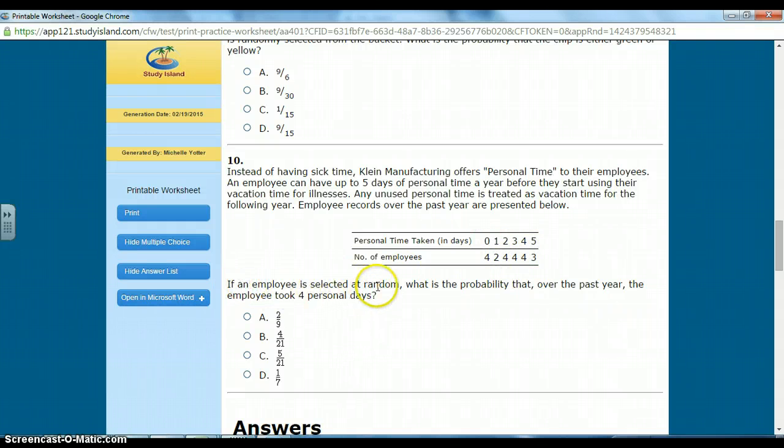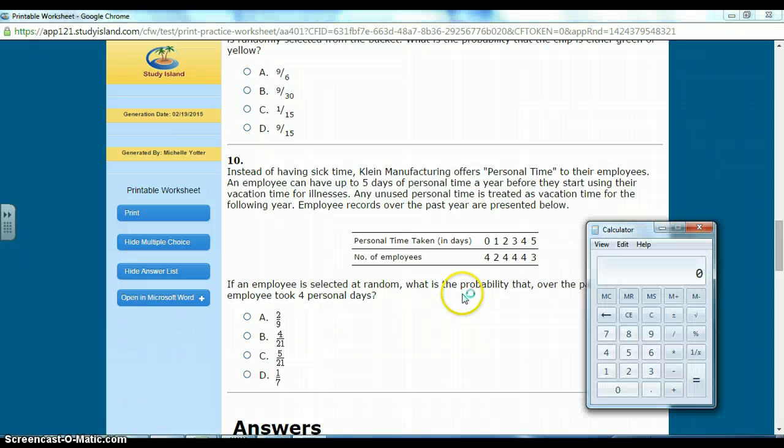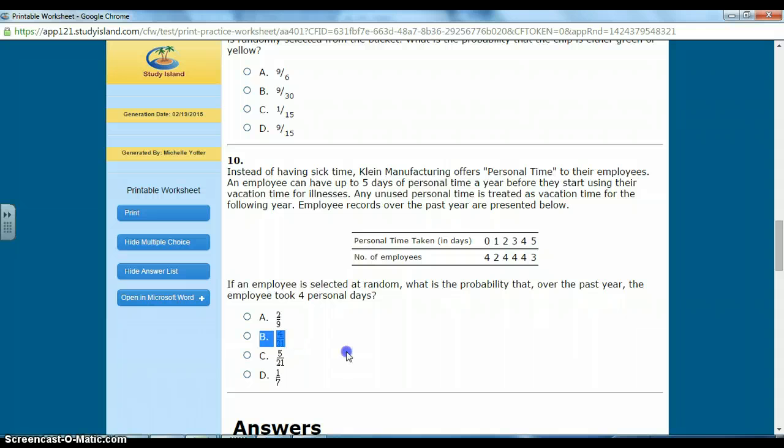If an employee is selected at random, what is the probability that over the past year, the employee took 4 personal days? Then we want to add up all of our employees: 4 plus 2 plus 4 plus 4 plus 4 plus 3, 21 employees, and the probability that they took 4 personal days. There's only 4, so it'd be 4 out of 21, or B.